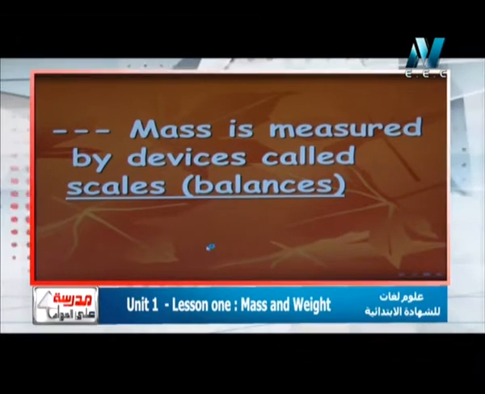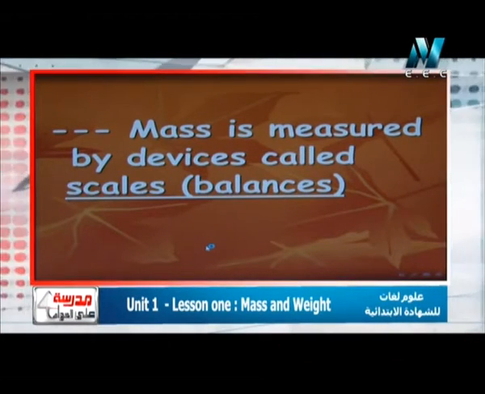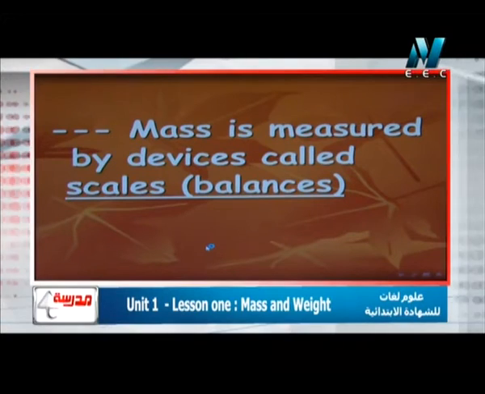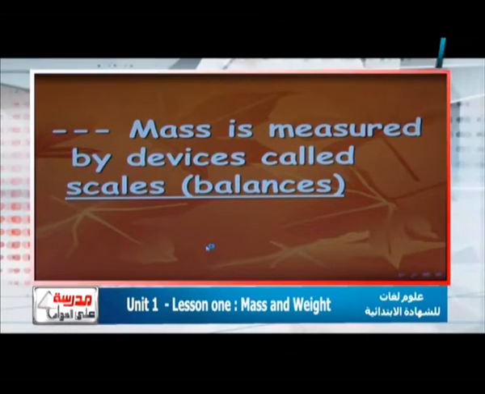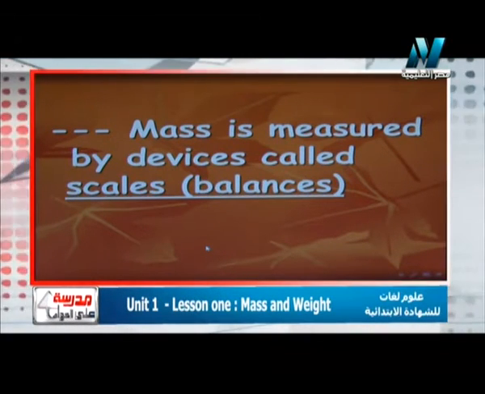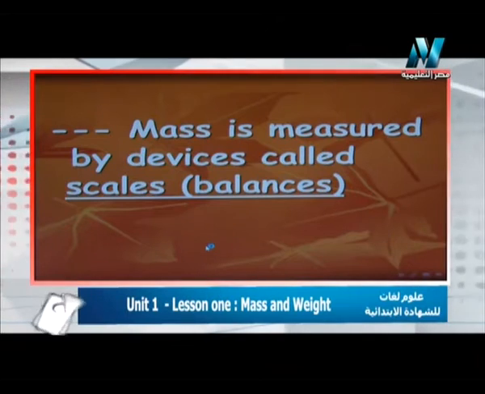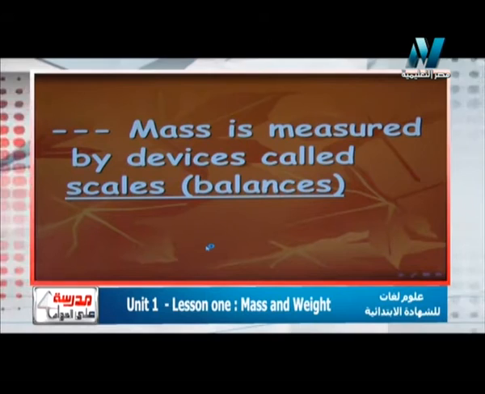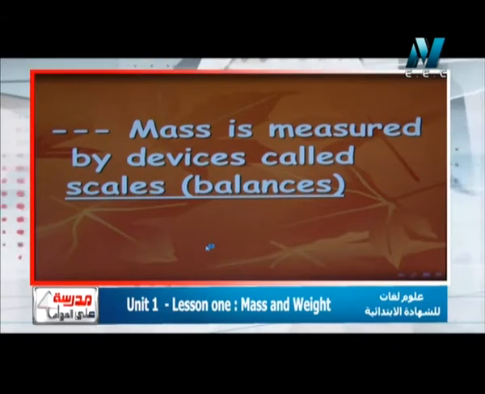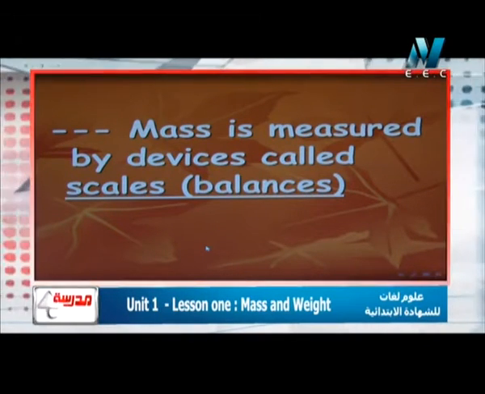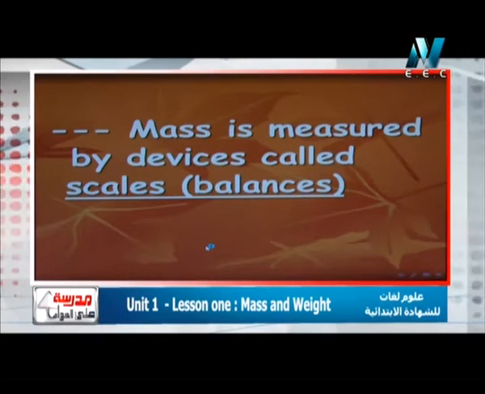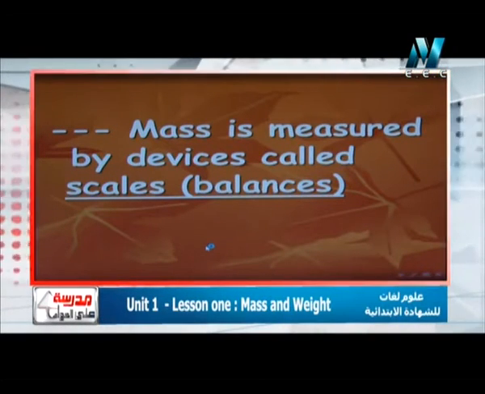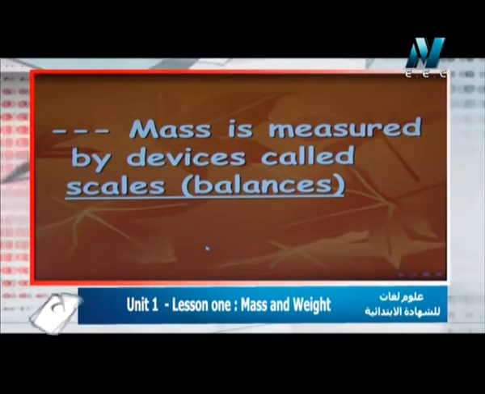So we studied all the properties of mass well, and I think we've finished them. We know that mass is the amount of matter in the body. We know that mass increases when the matter increases. We know that mass doesn't change by changing the place or the state of matter. We know that mass is measured by units of gram, kilogram, and ton. And the last point: mass is measured by devices called scales or balances.